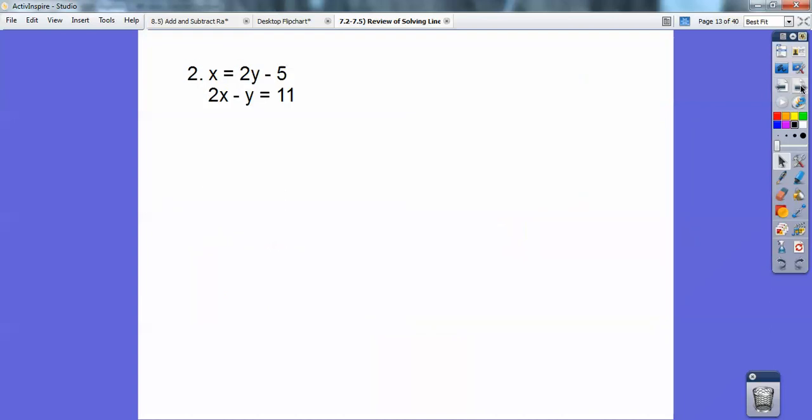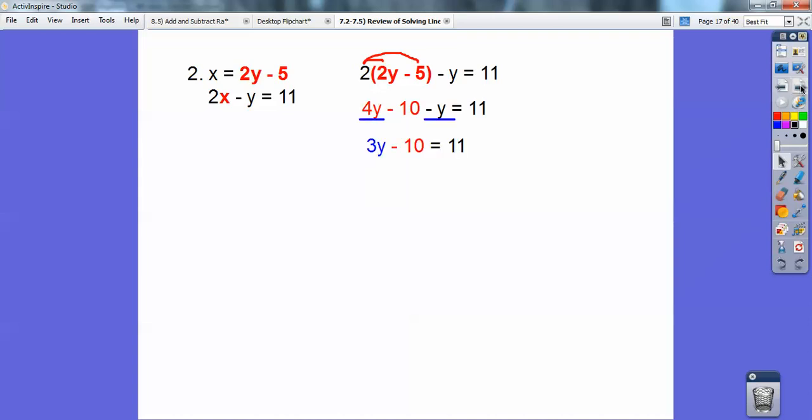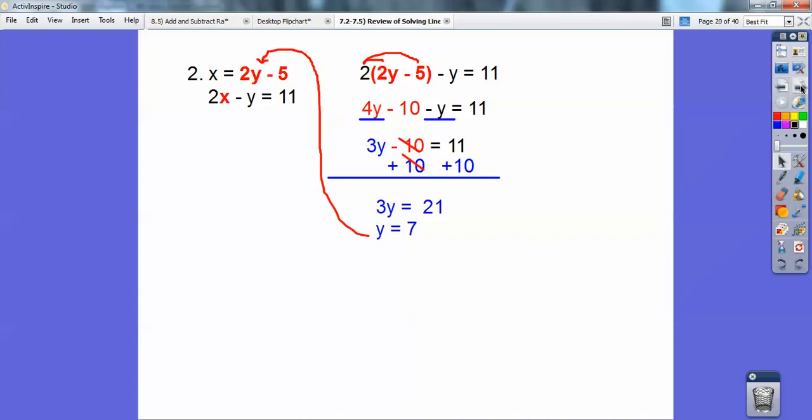Okay, let's try another one, substitution method. This time I'm going to substitute the x into the other equation, and so you're going to distribute that 2 through, and then it's 4y minus y is 3y minus 10, then plus 10 to both sides, and so you get 21, so 3 goes into 21 7 times, and then plug it back up in there, and you get x equals 9, so 9 comma 7.